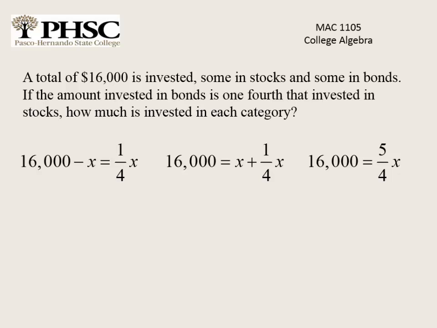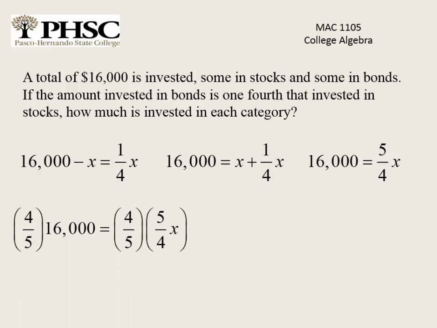And X plus 1/4 X is equal to 5/4 X. The reason being is because we have X plus 1/4 X, so that's 4/4 X plus 1/4 X, which gives us 5/4 X. Then what we do is we multiply both sides by the reciprocal of 5/4, which is 4/5. On the right side, the 2 fractions are going to cancel each other out. And on the left side, we can simply multiply 16,000 times 4/5. When we do that, we end up with 12,800.